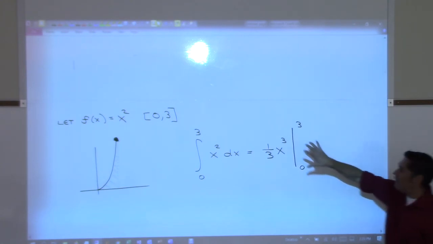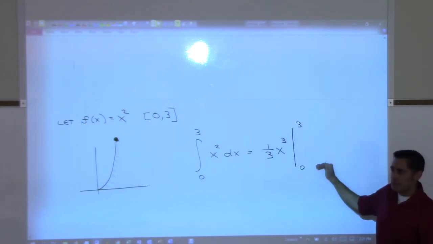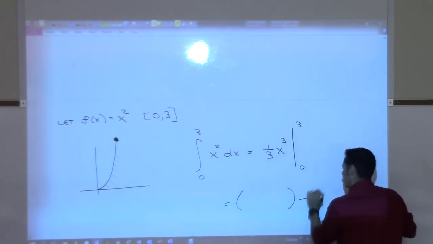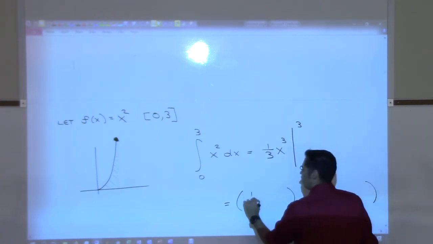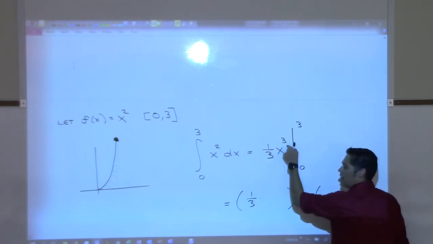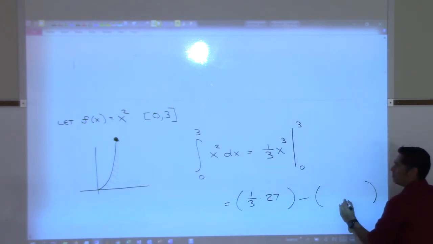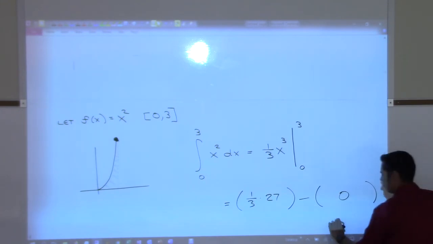It gives you an opportunity to find the antiderivative, write it down, and then remind yourself you still have to do something. So now we're going to plug in. What goes first? The 3 goes first. 3 into here would give you 1/3 times 3 cubed, which is 27, and then minus 0 in here, which would give you 0. And what's that? 9. So the area is 9 units.